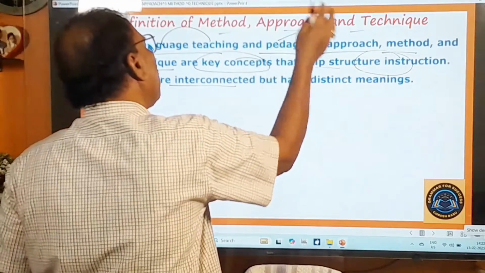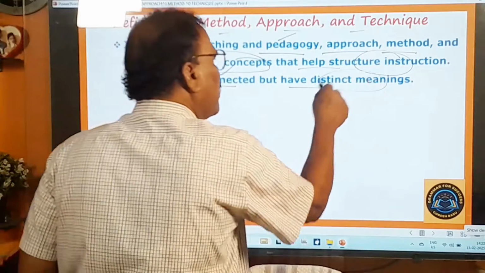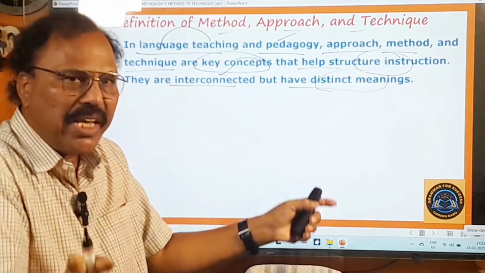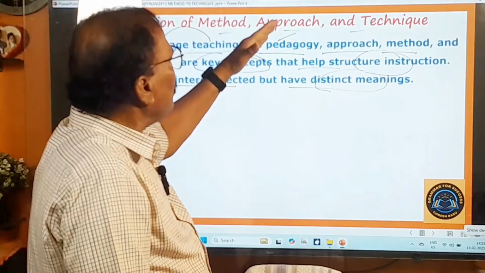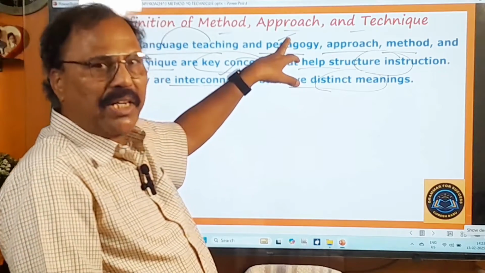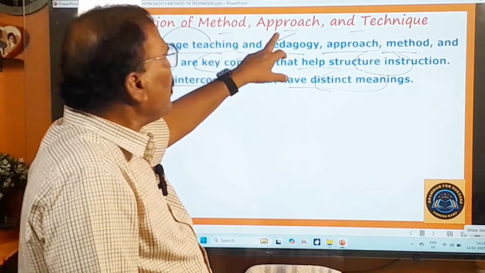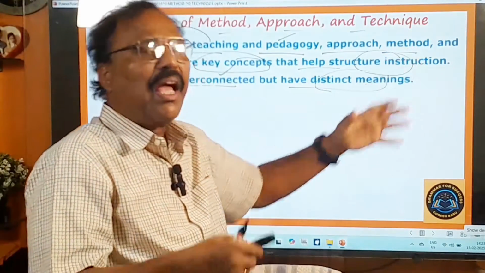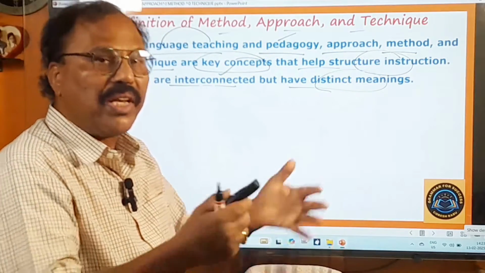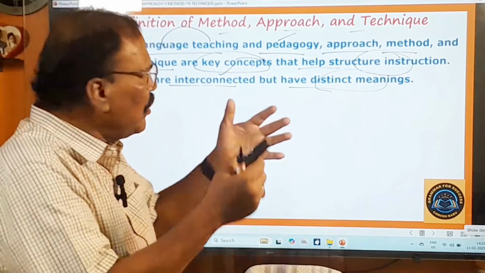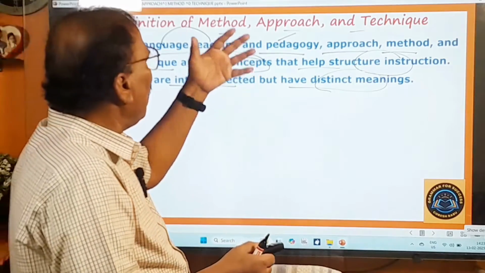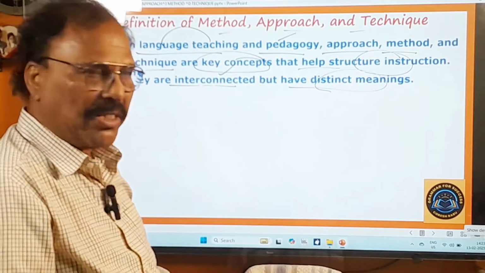Even though they are interconnected, they have distinct meanings. They have separate meanings and separate usage. So one cannot be used in the sense of the other. Approach cannot be used in the sense of method, and method cannot be used in the sense of technique, and so on. Though these three are interconnected, they are used separately.